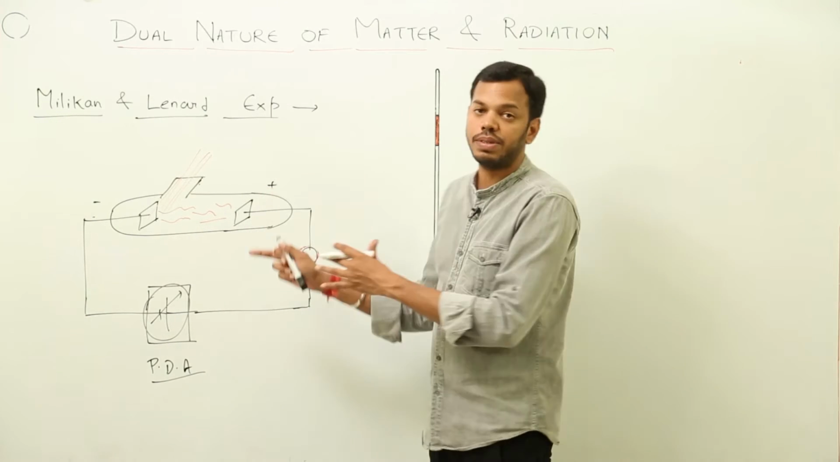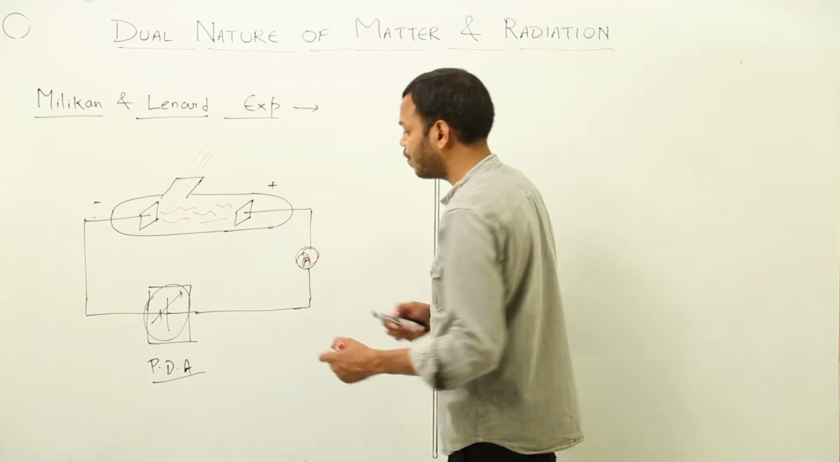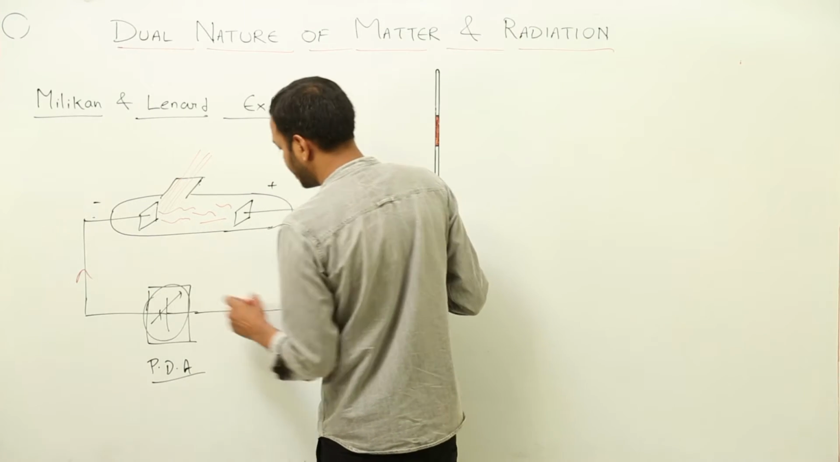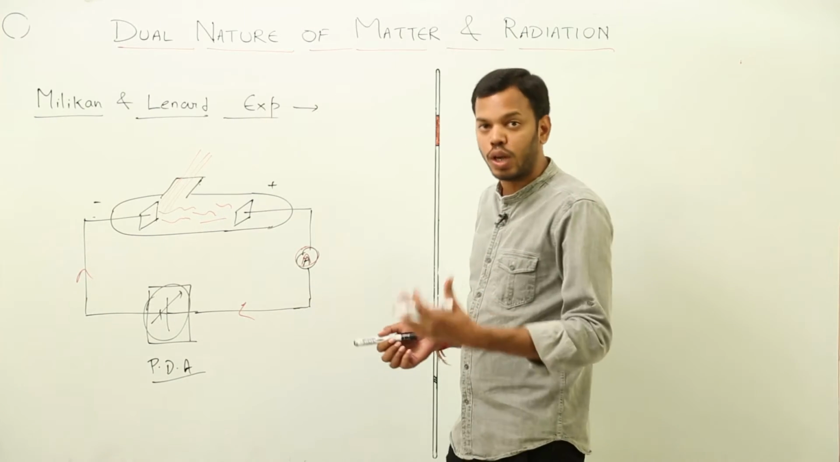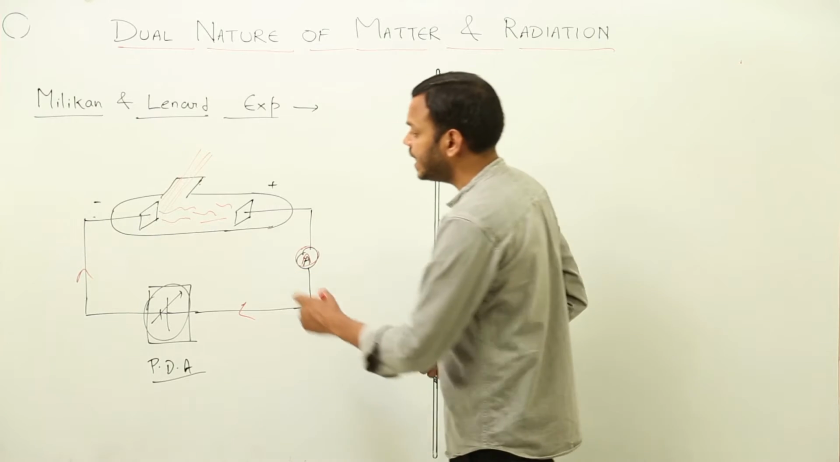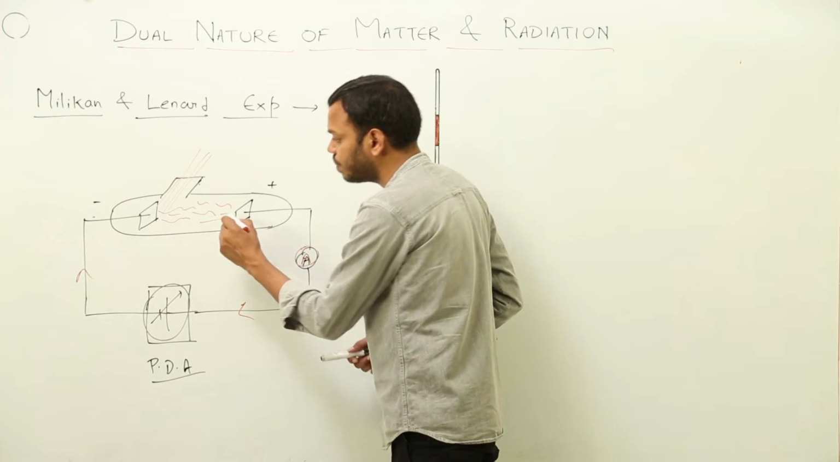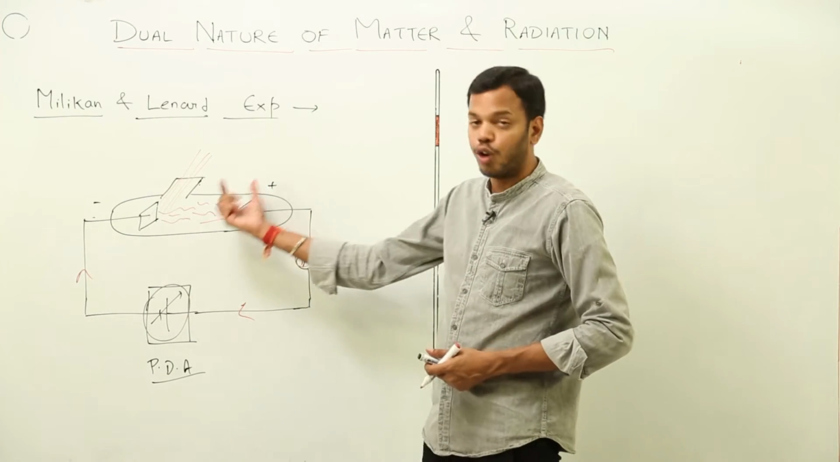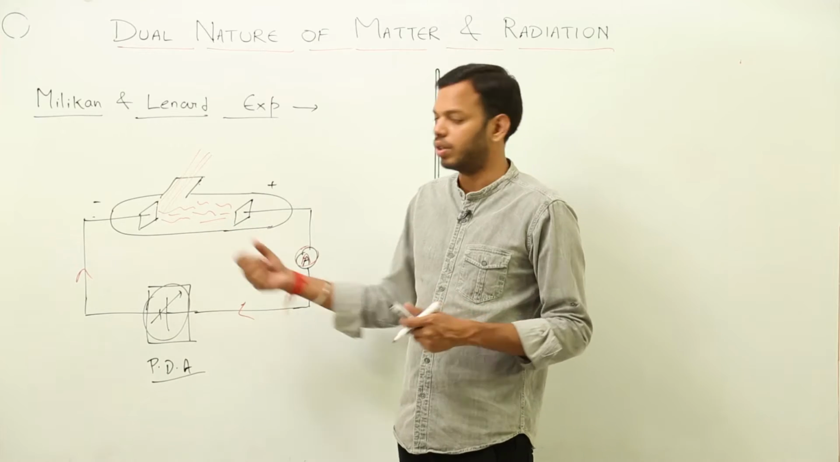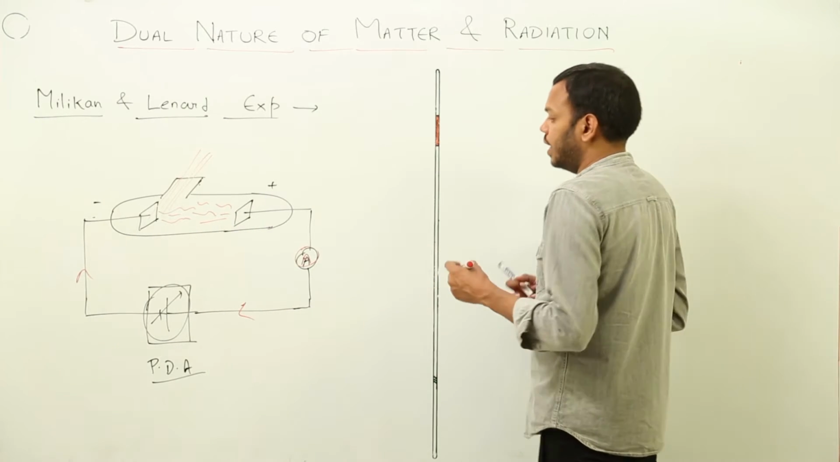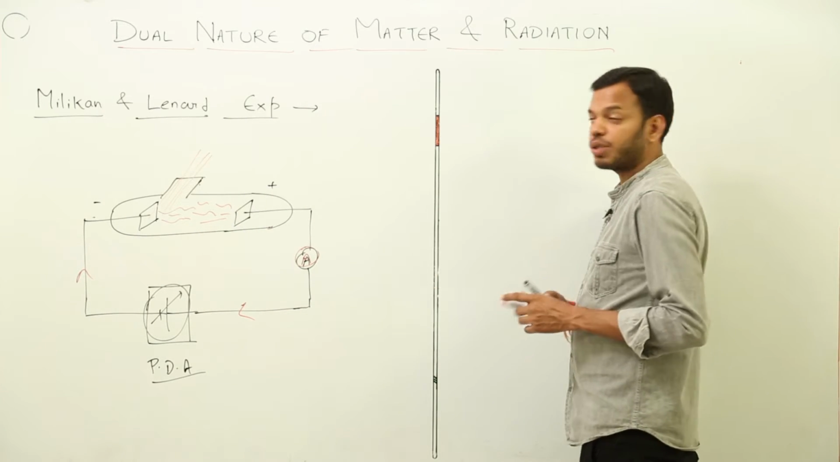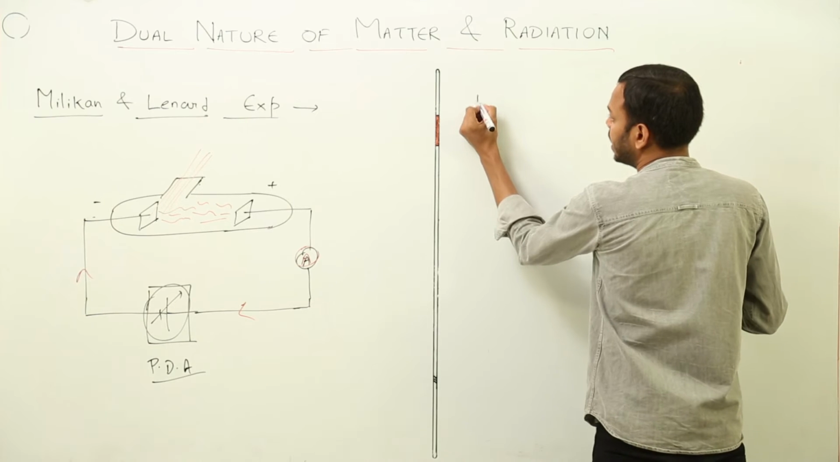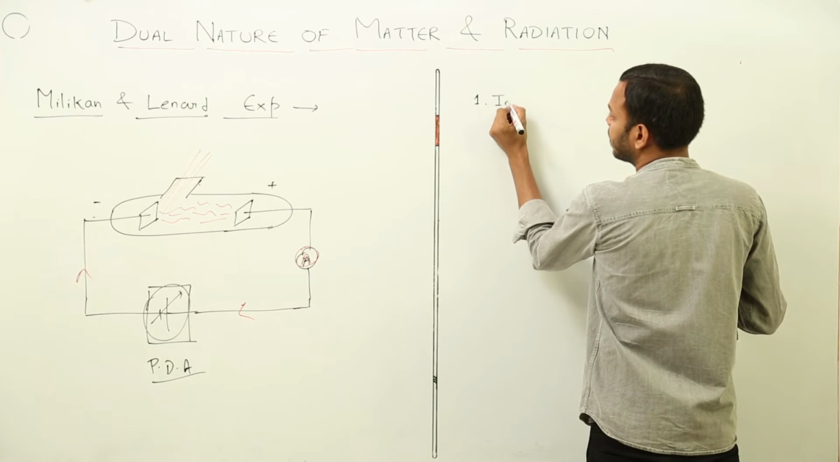Then the terms were changed. For example, the current flowing in this circuit was called photoelectric current instead of current. The electrons flowing from this plate to this plate were called photoelectrons instead of electrons, right? Okay, so the first observation which was made was about intensity of light.